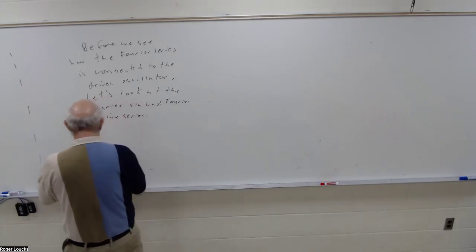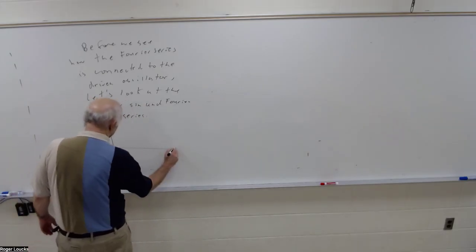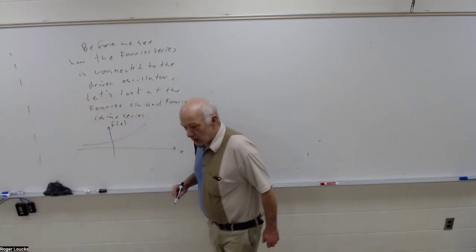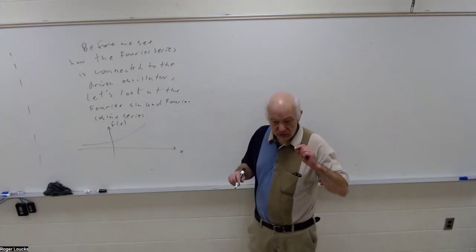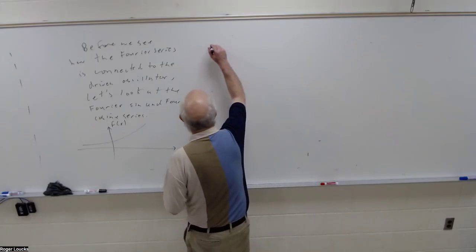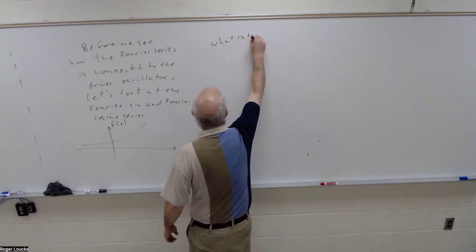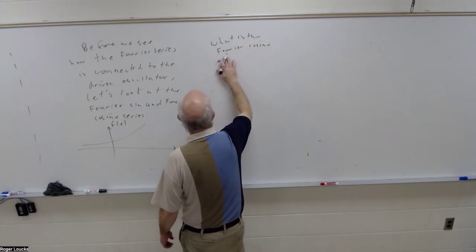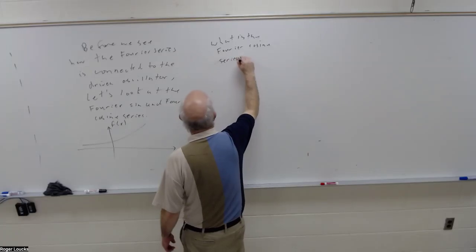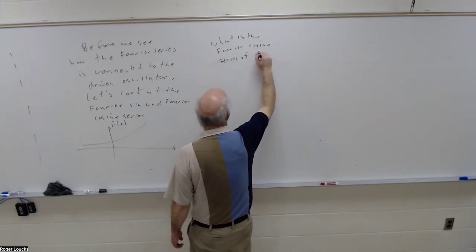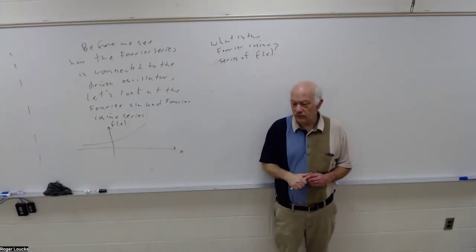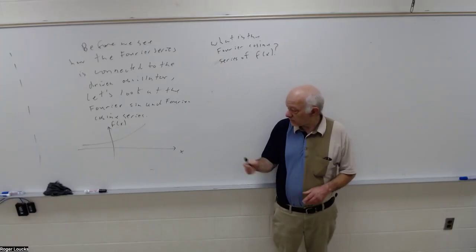Okay, so let's go back to our little function here. Here's our x and here's our f of x. Now, suppose I want to look at a Fourier cosine series of this function. First of all, what do you know about a cosine series? Cosines are even. Is this function even or odd?